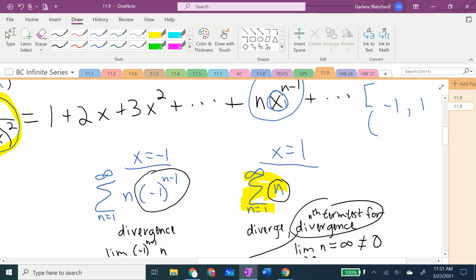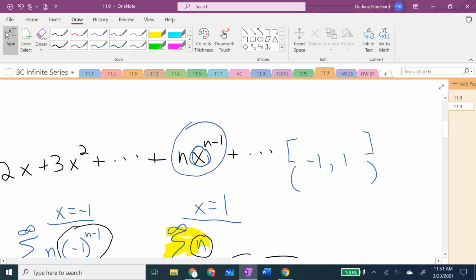So what does that mean? That means the interval of convergence is the open interval from -1 to 1 still.